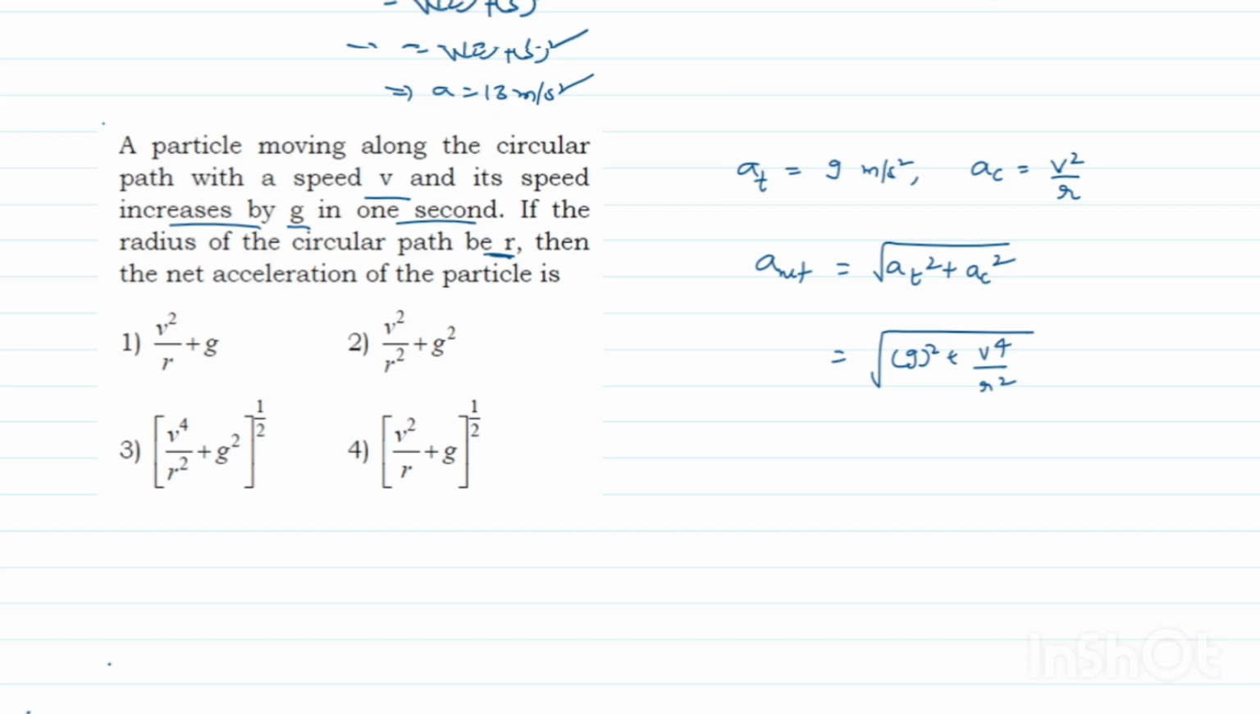So here it's nothing but v power 4 by r square plus g square, whole power 1 by 2. So this is the correct answer. This is the net acceleration of the particle.